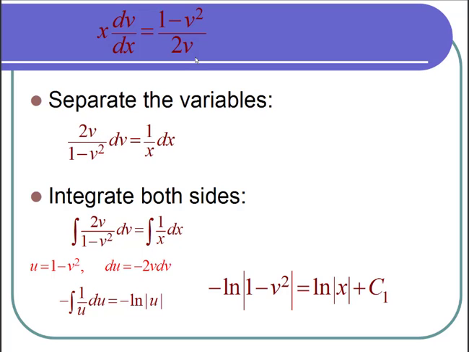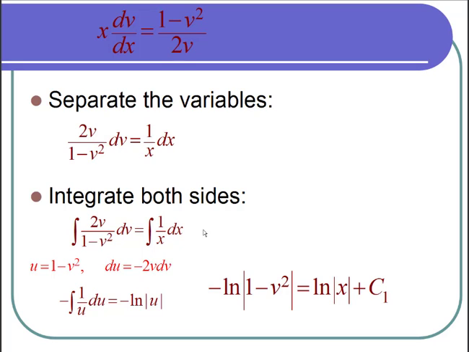Now we have a separable differential equation. So we can separate the variables. That means put the x's on the right and the v's on the left. So I'm going to divide by x and multiply by dx to get 1 over x dx on the right-hand side. I'm going to multiply by the reciprocal and get 2v over 1 minus v squared dv on the left-hand side.